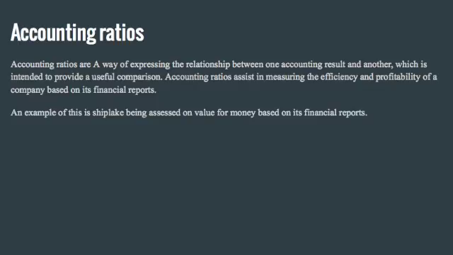Accounting ratios. Accounting ratios are a way of expressing the relationship between one accounting result and another, which is intended to provide a useful comparison. Accounting ratios assist in measuring the efficiency and profitability of a company based on its financial reports. An example of this is Shiplake being assessed on value for money based on its financial reports.